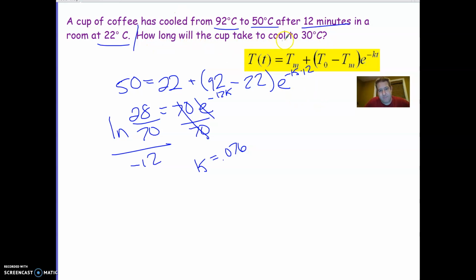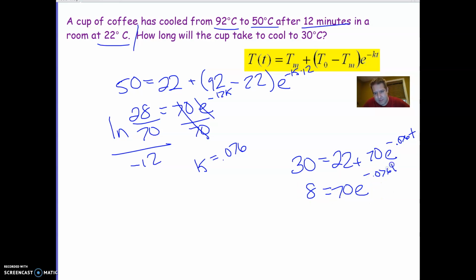Now, I'm going to read the second sentence. It says, how long will it take for it to cool to 30 degrees? Well, if 30 degrees is the temperature after T amount of time, we want to figure out, well, how much time is this? What would this T have to be? Equals, temperature of the medium is still 22, plus, temperature at 0 is still starting at 92 degrees, times E to the negative 0.076 times T amount of time. All right, subtract 22 from both sides, and you get 8 equals 70 times E to the negative 0.076 T.